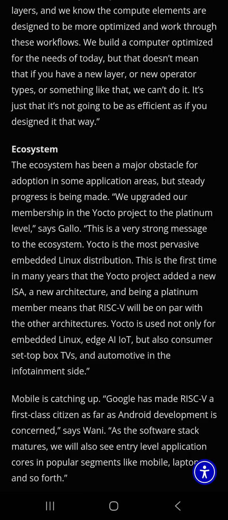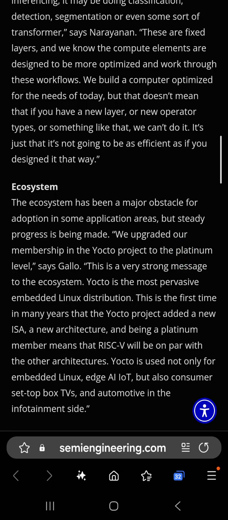Ecosystem. The ecosystem has been a major obstacle for adoption in some application areas, but steady progress is being made. We upgraded our membership in the Yocto Project to platinum level, said Ruparelia. This is a very strong message in the ecosystem. Yocto is the most pervasive embedded Linux distribution.